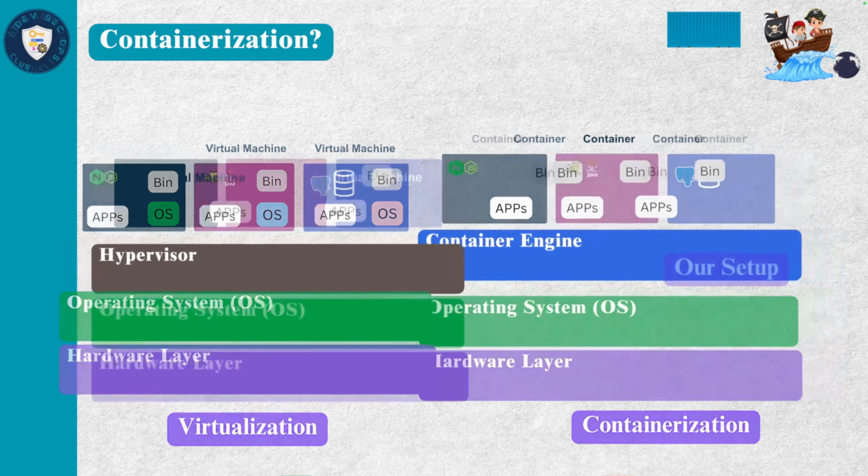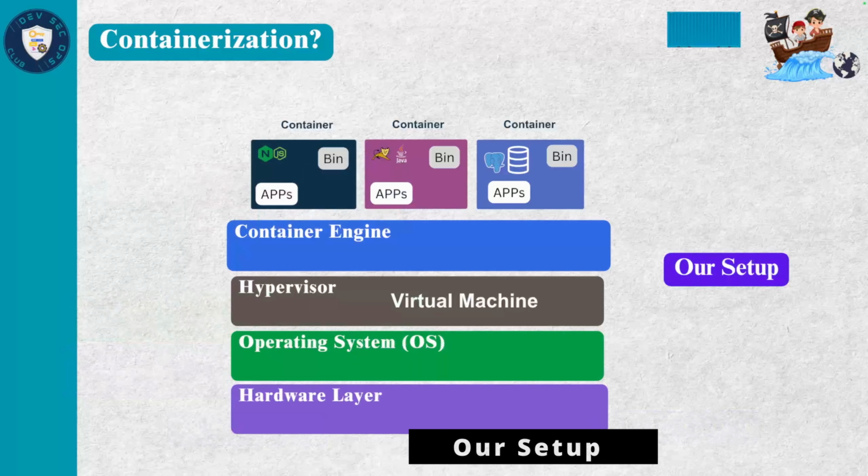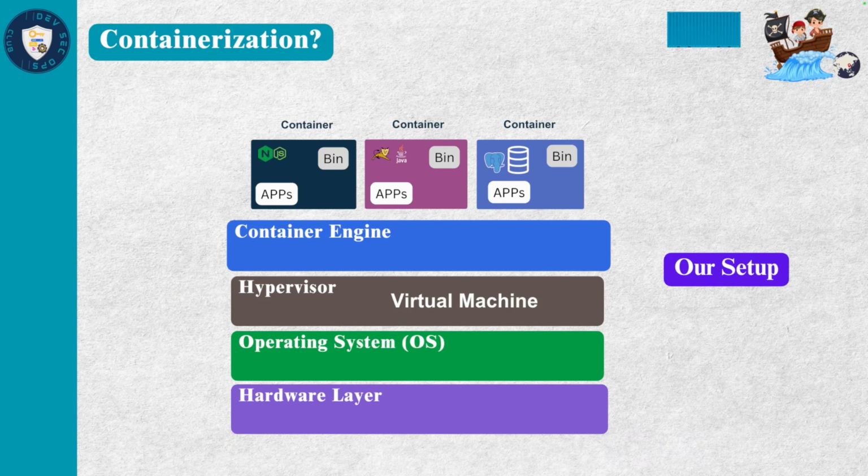And this is the setup we are going to use. We have our own machine, our own laptop, with an operating system, and on the operating system we have one virtual machine, which is Ubuntu, and then you have the container engine. Then we will be creating the containers on top of that. This is the very simple setup which we are going to do.